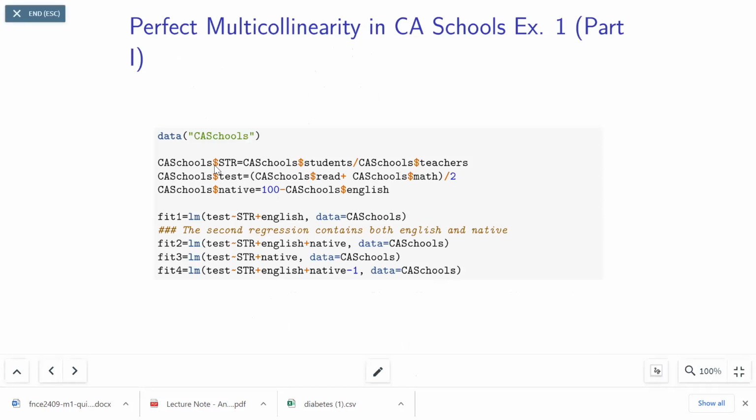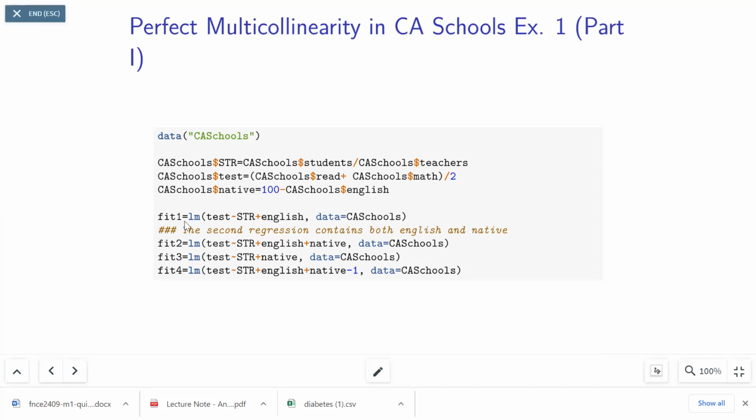In the California schools example, we created 3 variables prior to running these sets of regressions. STR measures the classroom size, test measures the test scores, and native measures the number of native English speakers per 100 students. The variable native is computed using 100 minus the number of English learners in the class per 100 students.